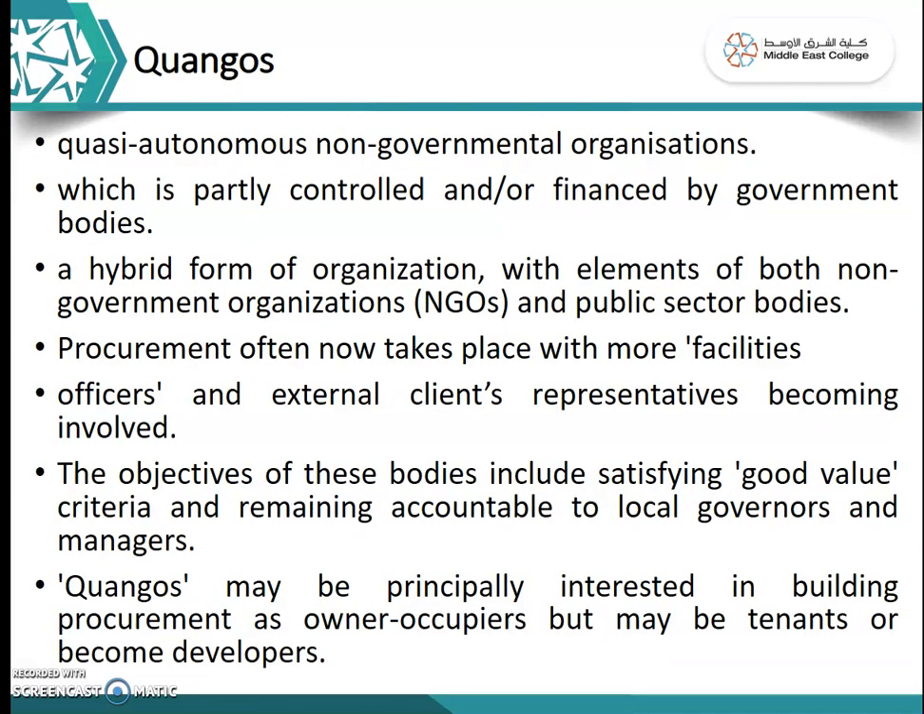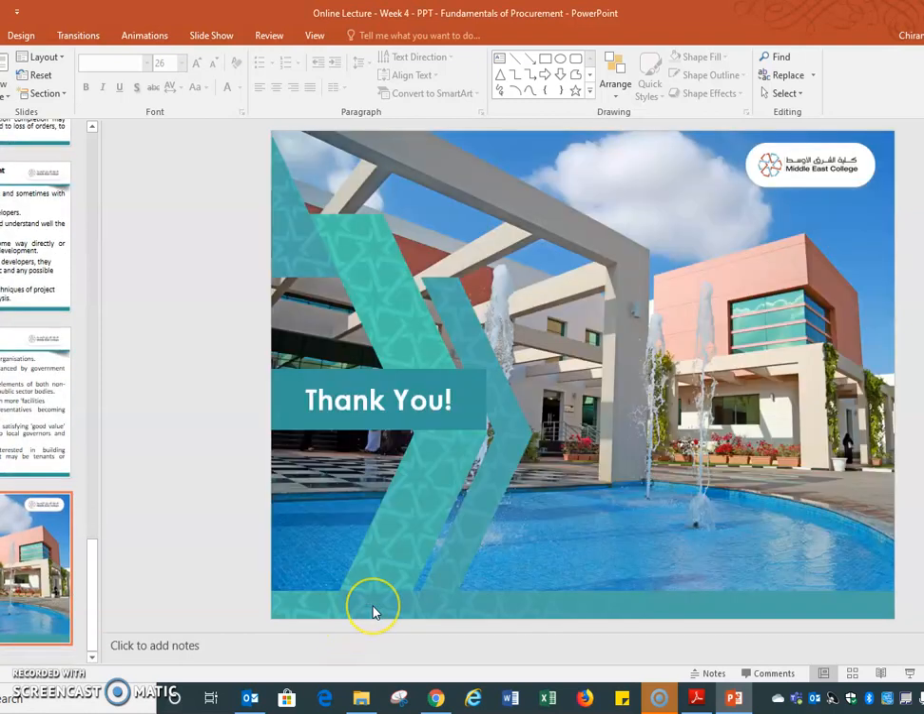And finally, these are called quangos, which stands for quasi-autonomous non-governmental organization. As I told you, these are partially controlled or financed by government bodies. They have different types of facilities officers or external clients becoming involved in this. Quangos may be principally interested in building procurement as owner occupiers, but may be tenants or become developers. So these are non-governmental organizations.